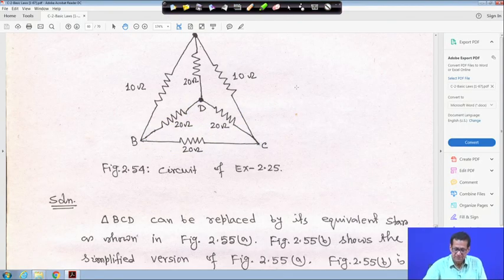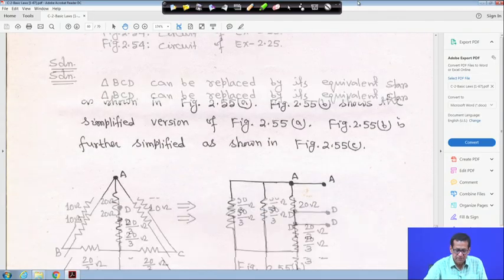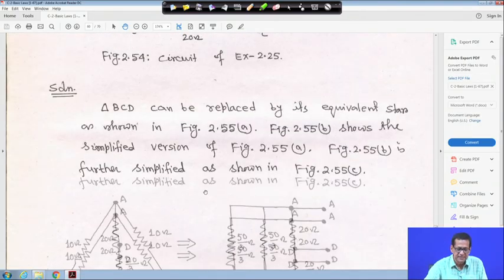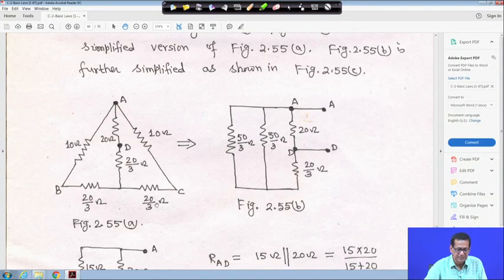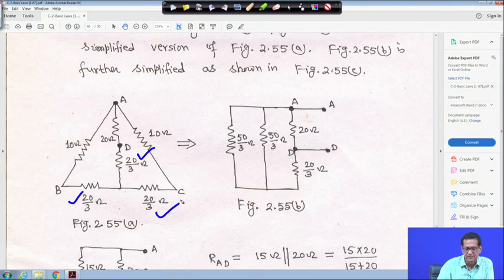So if we do so, this is that delta star transformation, actually every branch is coming 20 by 3, 20 by 3, 20 by 3. So this is also 20 by 3, this is also 20 by 3, this is also 20 by 3. You have to find out the equivalent resistance across here, R_AD is equal to how much, right.